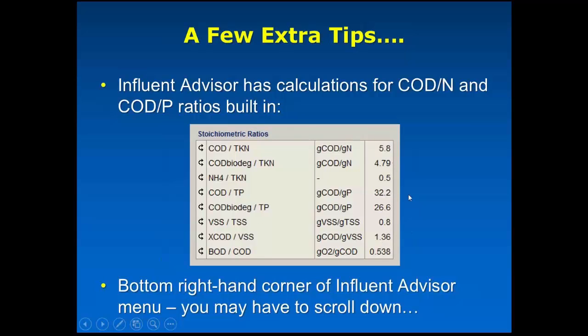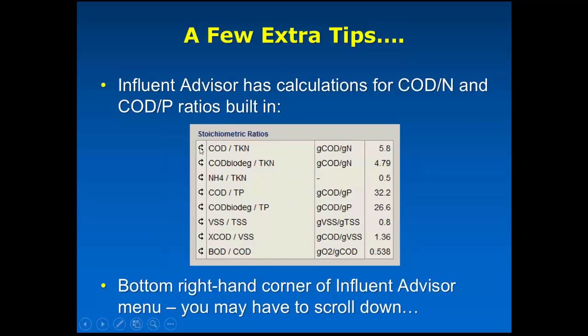That can, of course, be very handy information when you're trying to configure your plant by looking at the appropriate levels of carbon that are available to do denitrification or to do phosphorus removal as well. And that's very handy for you. You can display this here. You can even use this little button to flip the ratio the other way around if you would prefer.